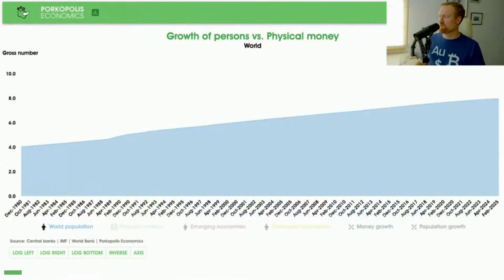Let me change my camera for you here. All right. So I want to talk about population growth. There's obviously a lot of things we could say about population growth, but broadly speaking, the gold bugs like to say that population generally grows at 1 to 2 or 2 to 3% per year, depending on where you are in the world. The world average is more like 1 to 2 at the moment.